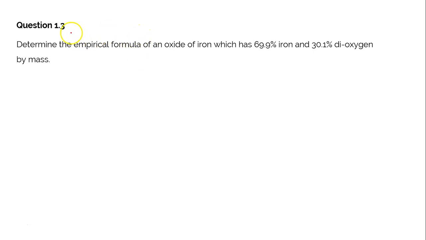So question 1.3 says, determine the empirical formula of an oxide of iron which has 69.9% of iron and 30.1% of dioxygen, which is nothing but O2, by its mass. So the question is about determining the empirical formula. And they're saying that it's a metallic oxide in which the metal iron is 69.9% by mass and the oxygen is 30.1% by mass.